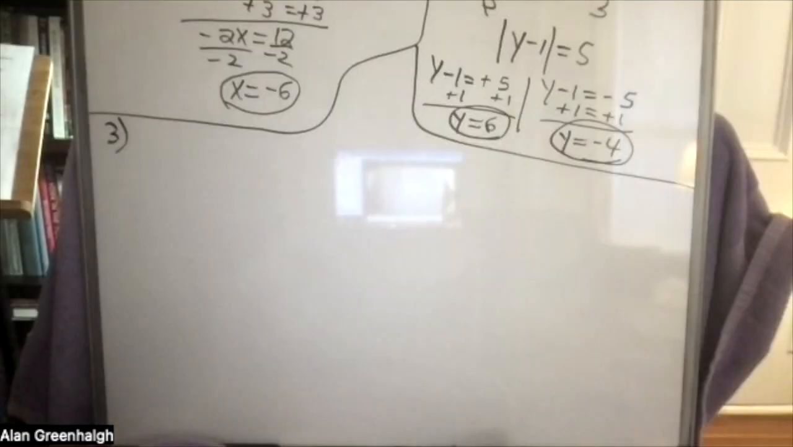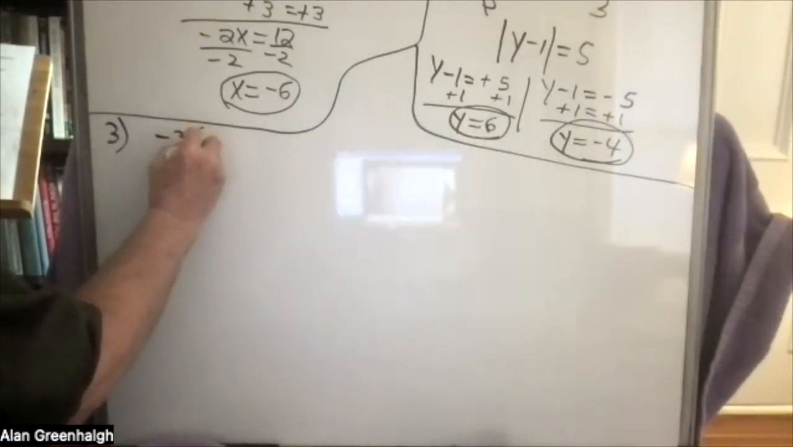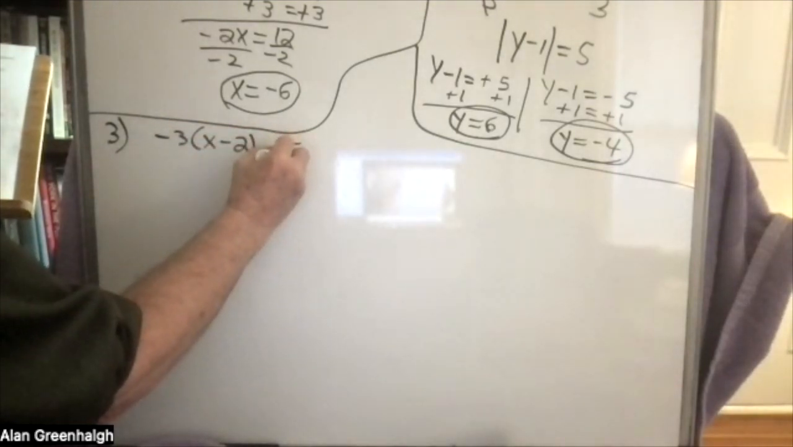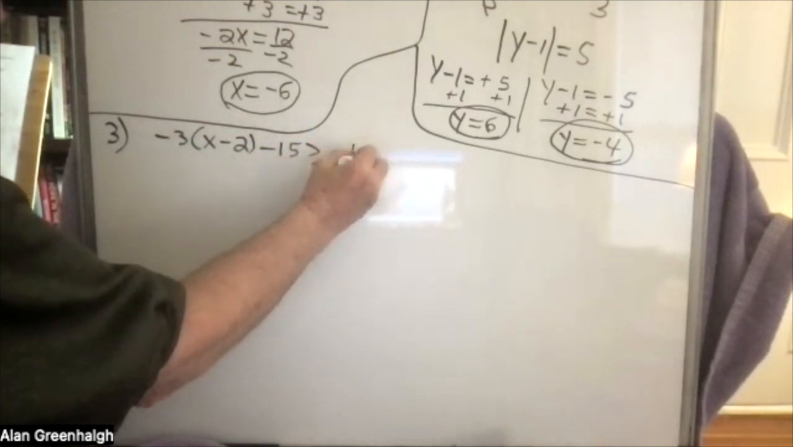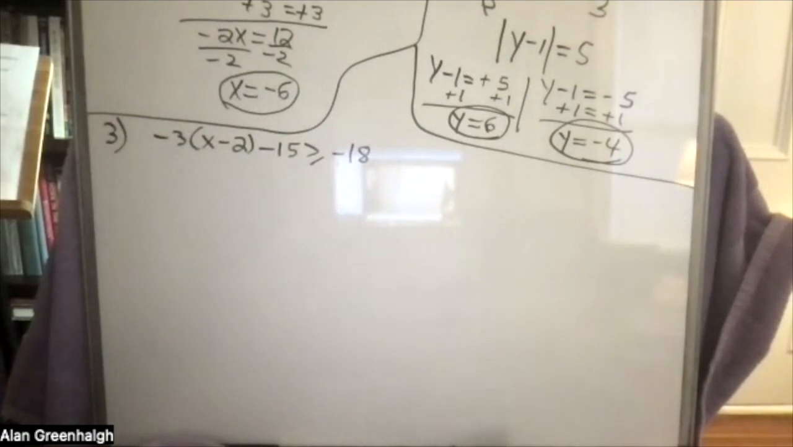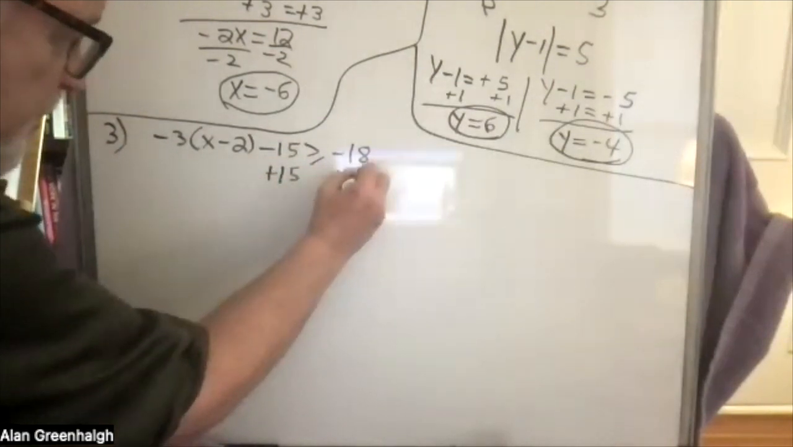Problem number 3. Solve for x and express the answer in graphical form and also interval notation. -3 times the quantity x minus 2, minus 15, greater than or equal to -18. Okay, a lot of negatives there for a reason. So I would solve this inequality. It's not an equation, it's an inequality. Solve the inequality exactly the way we solve an equation, at least at the beginning.